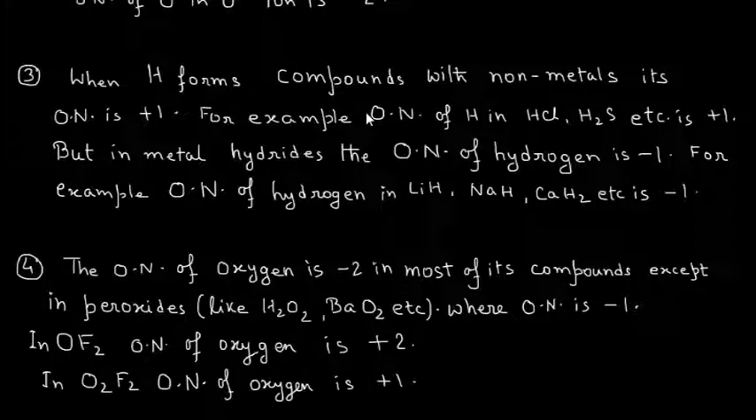Rule number 4: the oxidation number of oxygen is -2 in most of its compounds except peroxides like hydrogen peroxide, BaO2, etc., where the oxidation number is -1. For peroxides, oxidation number is -1. In OF2, the oxidation number of oxygen is +2. In O2F2, the oxidation number of oxygen is +1. So we have to remember this.